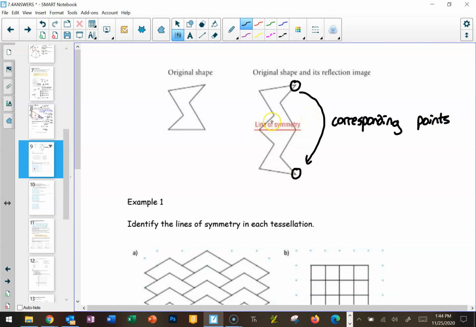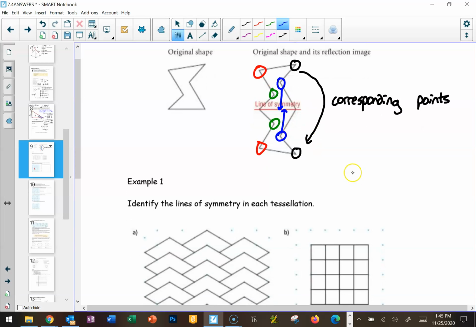So you can imagine if this was a piece of paper that was shaped like this larger shape, and you folded it directly in half, this point at the top would go perfectly over top of this point at the bottom. And in the same sort of idea, these two points are corresponding, and this point and this point are corresponding, and this point and this point are corresponding. So they're all the same distance from the line. Blue and blue, green and green, red and red, and black and black.